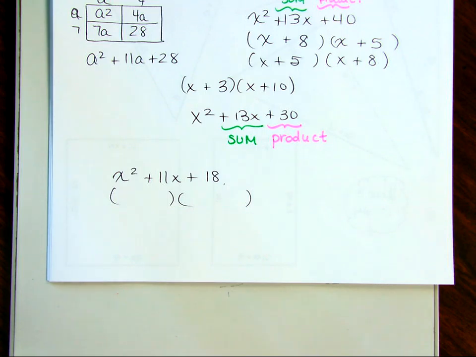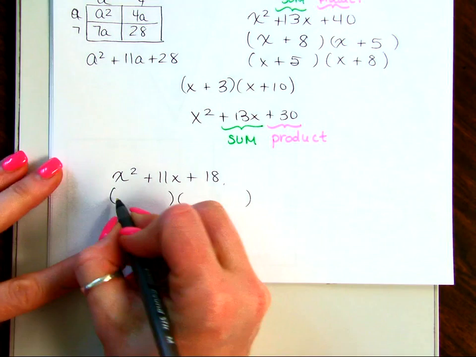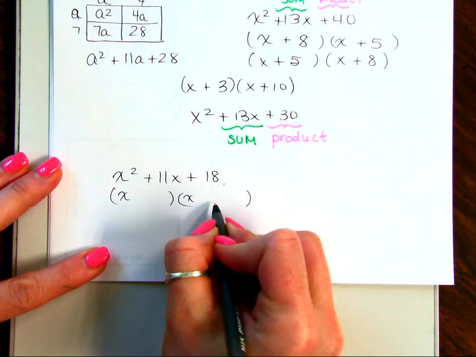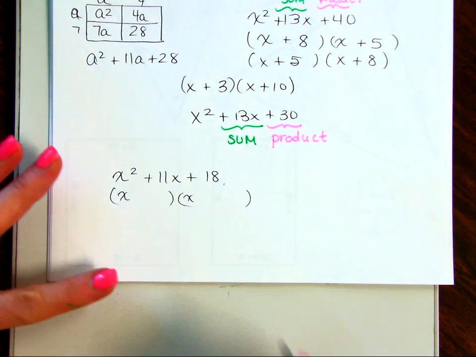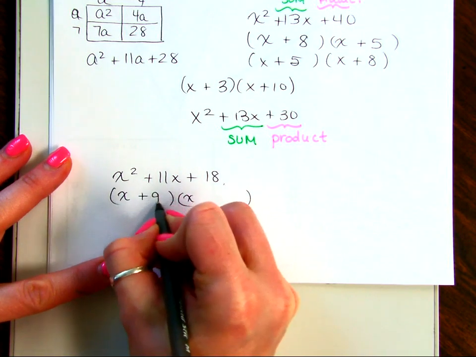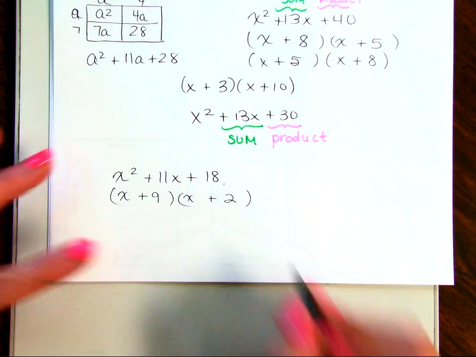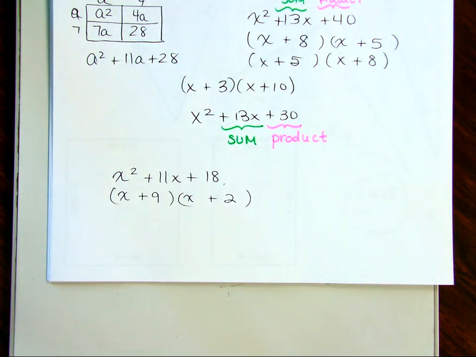9 and 2, right? So first, watch this, because I still did my x times my x to get my x squared. And then I did a positive 9 times a positive 2. Okay, so you probably already picked up on this, but which one is easier to start with? Finding all of the sums of 11 first or all the products of 18? Which one do you think is easier?